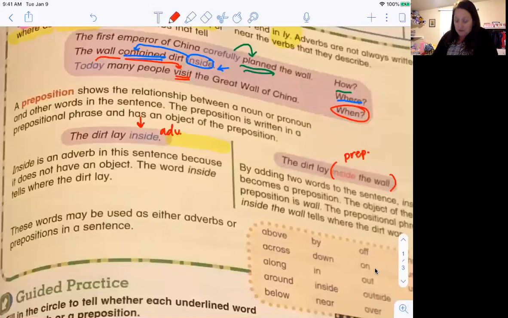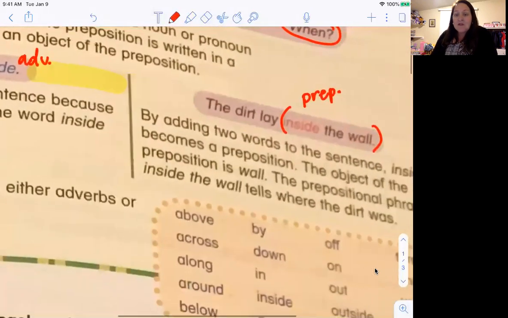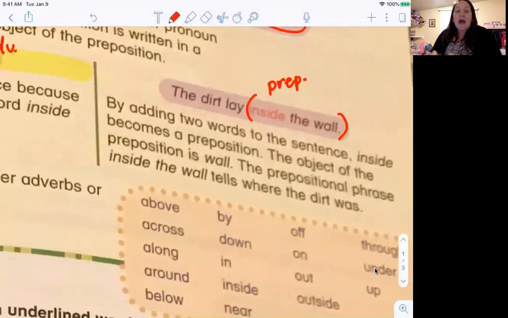Let's read the words underneath. It says, inside is an adverb in this sentence because it does not have an object. It doesn't say inside. Inside what? I don't know. It doesn't say, right? The word inside tells where the dirt lay. Let's look at the next one. The dirt lay inside the wall. By adding two words to the sentence, inside becomes a preposition. The object of the preposition is wall. The prepositional phrase inside the wall tells where the dirt was.